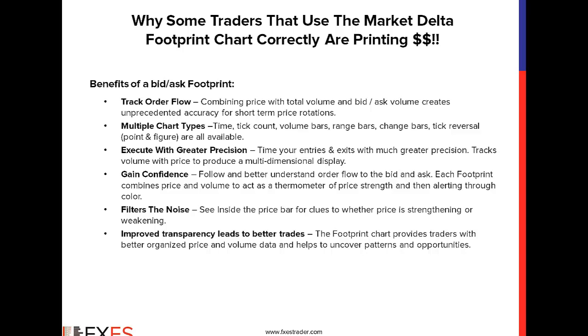Looking at some of the benefits of the footprint, obviously tracking order flow is the most important. Combining the price with total volume, again creating that transparency for short-term rotations. The multiple chart types, so you can set it up for anything you wish. I use a 5-tick PNF chart on my footprint, which I'll show you. It allows you, again, to answer that when, executing with greater precision, seeing when the bid versus the offers hit. That will give you confidence. It helps filter out the noise, and the transparency is just helping you execute better.